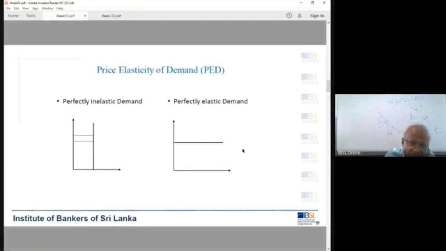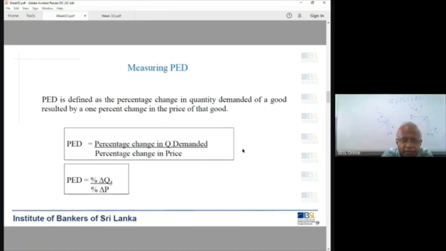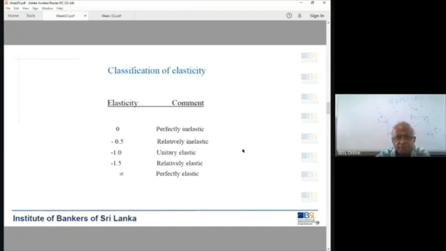Price changes by 1%, no change in quantity. Therefore, 0 divided by 1. The answer is 0. Perfectly inelastic demand, elasticity 0. PD 0. Next one.